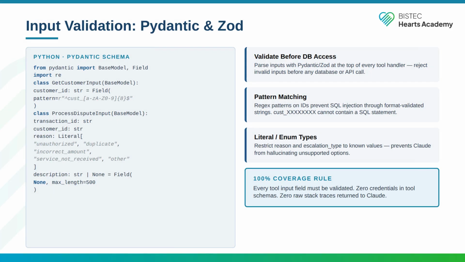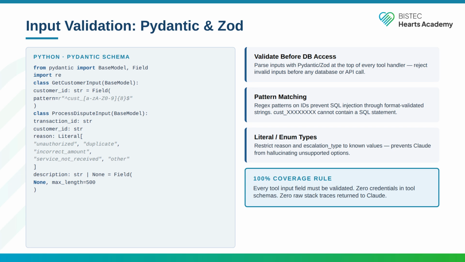Claude will try to provide correct inputs based on your input schema. But Claude can be wrong, users can be adversarial through prompt manipulation, and your JSON schema might not capture every constraint. Pydantic in Python and Zod in TypeScript are your last line of defense before any database query runs. The get customer input model in Pydantic has one field, customer id with a regex pattern.